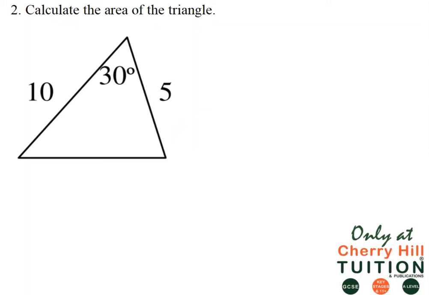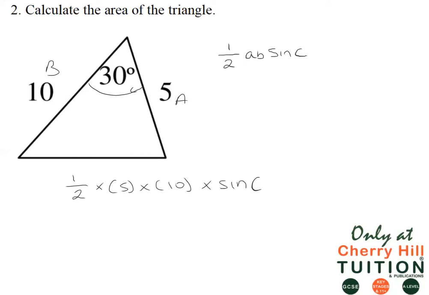So question 2, calculate the area of the triangle. Now this triangle is not right angled, so we already know that we do need to use the non-right angled triangle formula, which is half AB sine of C. Angle C needs to be in between the two lengths A and B. So we can label this side as A, this side as B, and this can be our angle C. So all we need to do is plug these values in and get an answer. So a half multiplied by A, which is 5, multiplied by 10, which is B, multiplied by sine of C, and C is 30 degrees.